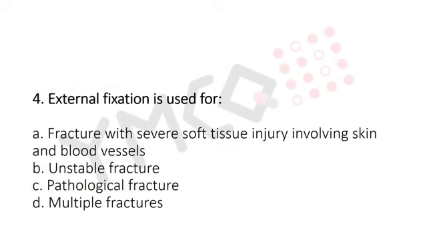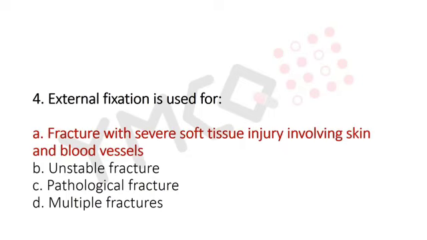External fixation is used for option A, fracture with severe soft tissue injury involving skin and blood vessels, option B, unstable fracture, option C, pathological fracture, option D, multiple fracture. And the answer is option A, fracture with severe soft tissue injury involving skin and the blood vessels. Now let's move to question number 5.